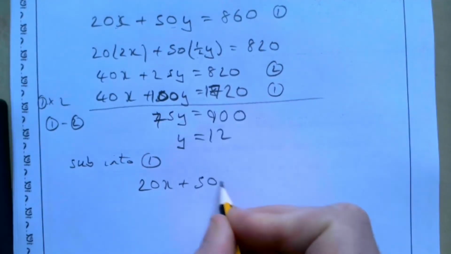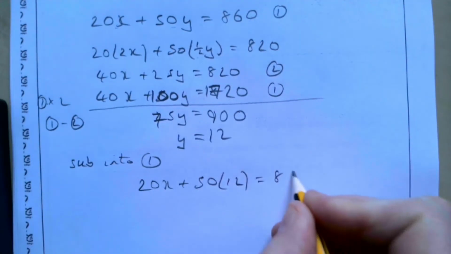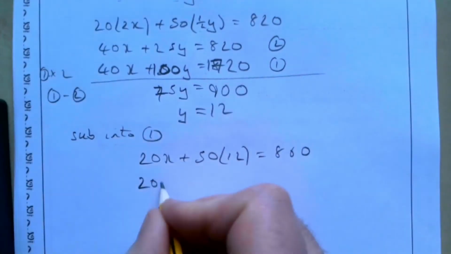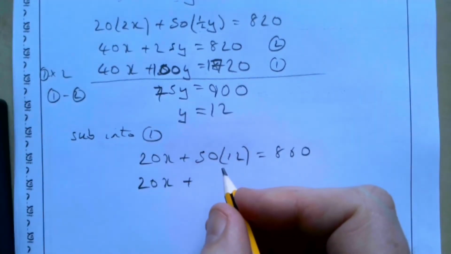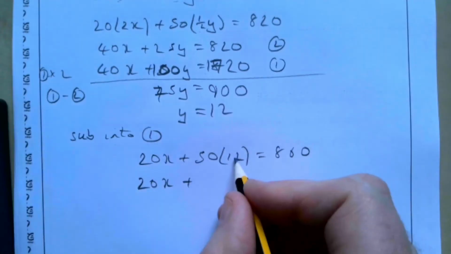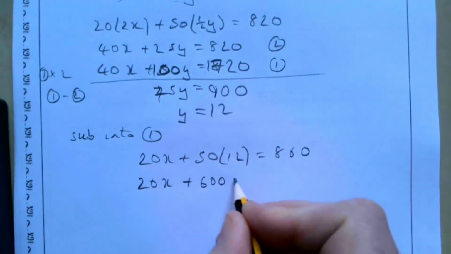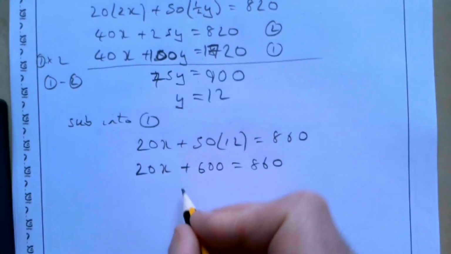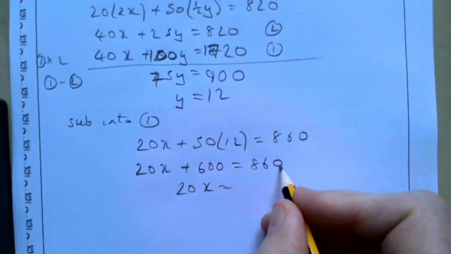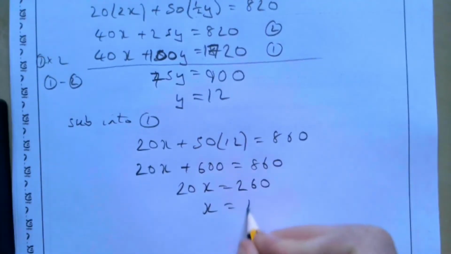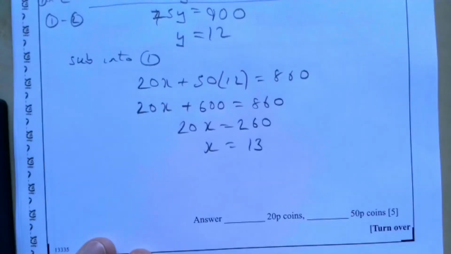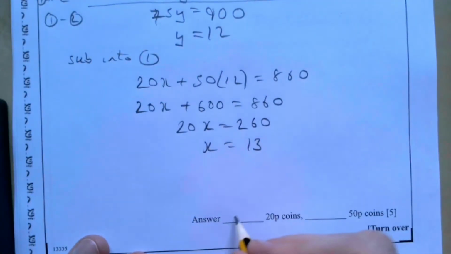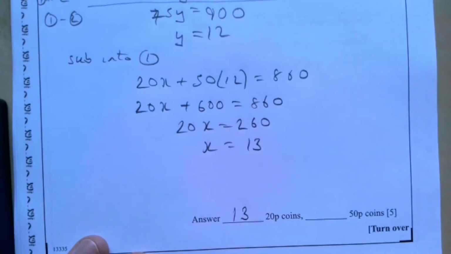20 times 50 over 12 is 860. 20 times 5 12s are 60. So that would then be 600, which is 860. That gives me then 20x: 600 take away 860 is 260. So x then is 13. We are just checking what Tom's were, so his were x and y, so then x is 13 20p's and then 12 50p's.